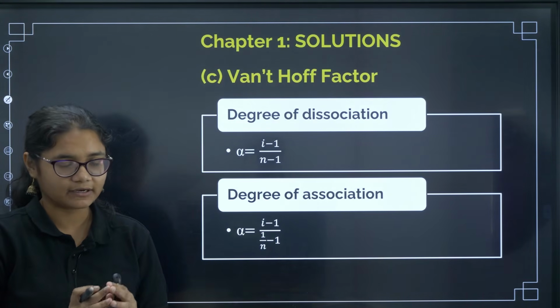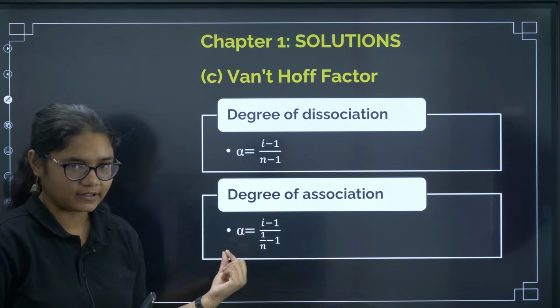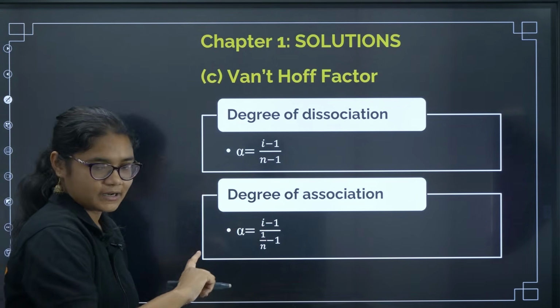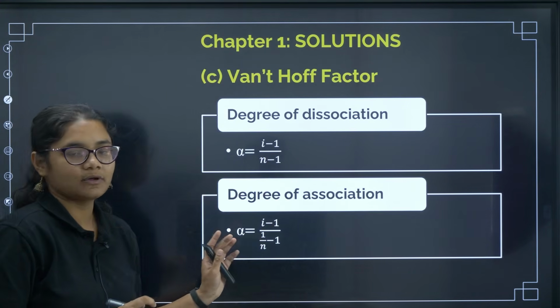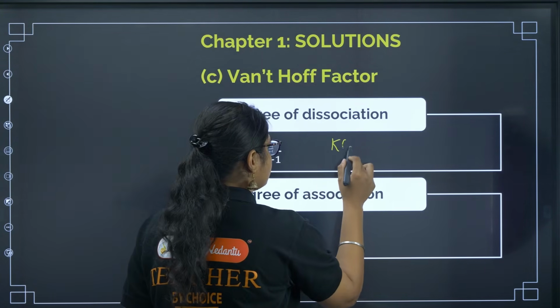Next one is the Van't Hoff factor. Generally we calculate the Van't Hoff factor for degree of dissociation and degree of association. For degree of dissociation, the formula is i minus 1 by n minus 1. For association, it is i minus 1 by n minus 1. Now what is n here? For example, it is KCl, right?